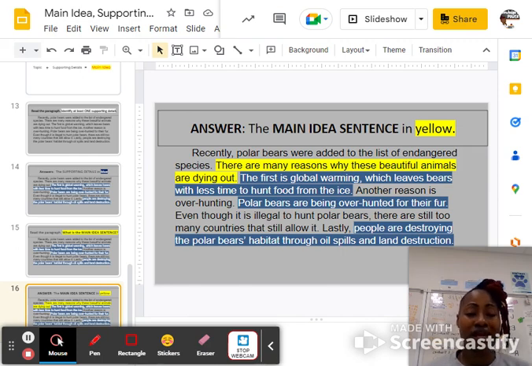And if you said the main idea is here in yellow, there are many reasons why these beautiful animals are dying out. If you said in your speaker notes, polar bears are dying out, or polar bears are an endangered species that are dying out, anything like that, you would be correct in stating your main idea. So the main idea, again, is what the passage is mostly about. You are done with taking your notes and doing the mini activity for the lesson. Next, you will go to Schoology and check for the practice activity that you now have related to main idea and supporting details.